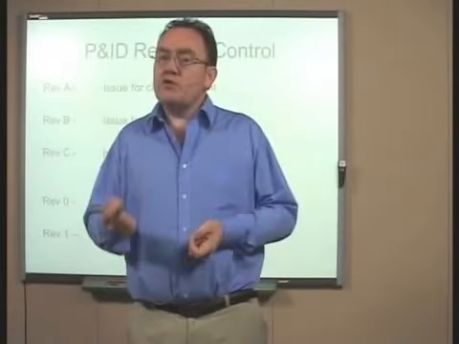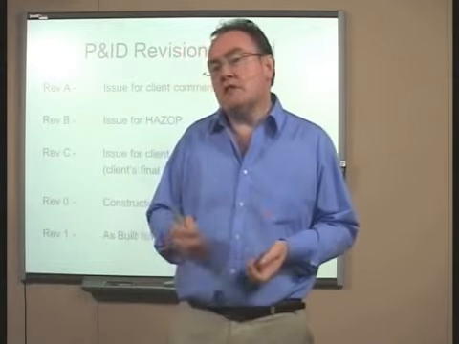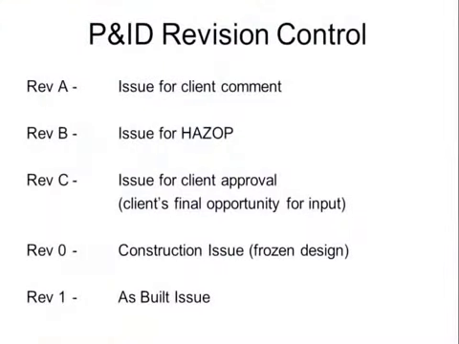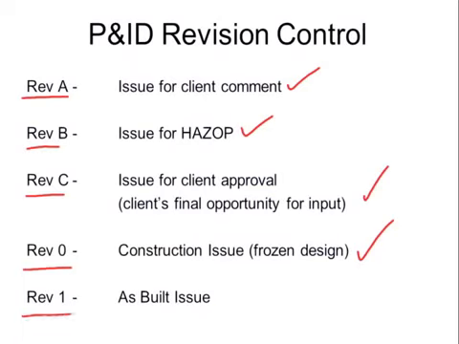Now, with revision control, typically you will see revisions issued as follows. Revision A would be issued for client comments. Revision B, we're issuing for the hazard and operability study. Issue C is for client approval, and this is the client's final opportunity for input. Revision 0, like our P&ID, is issued for construction. The design is now frozen. And once the job is complete, we then do an as-built version of the P&ID, and we call this Rev 1, the as-built issue.